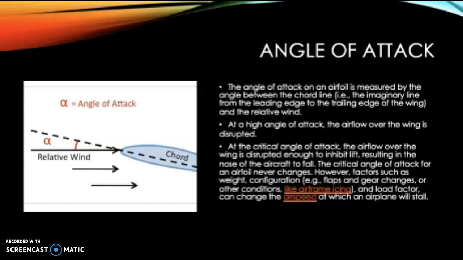Angle of attack is the angle between the chord line and the relative wind. The higher the angle of attack, the more the air flowing over the wing is disrupted. Upon reaching the critical angle of attack, the disruption is so great that lift suddenly decreases, which causes the nose of the aircraft to fall. This is otherwise known as a stall.